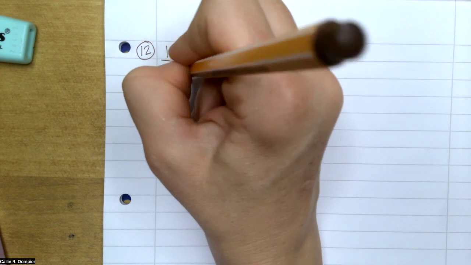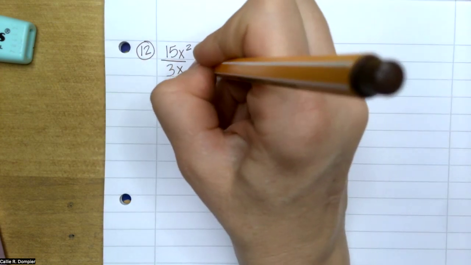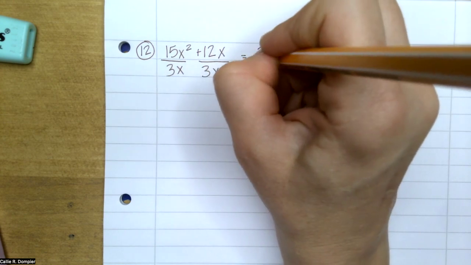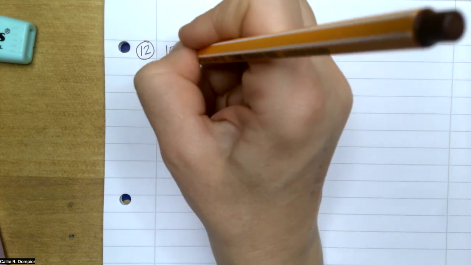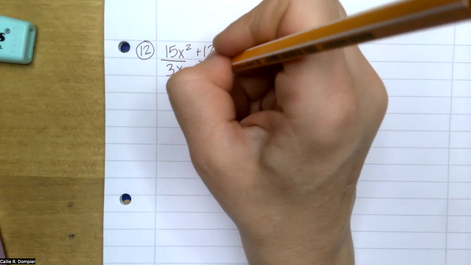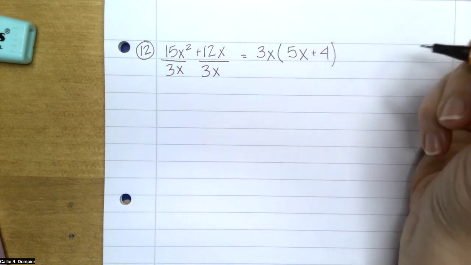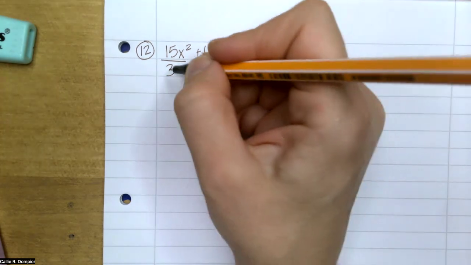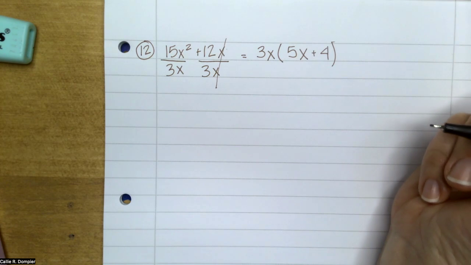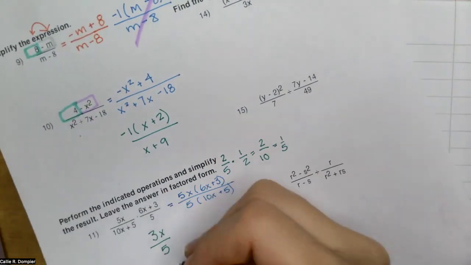I think I can think of one because they both have an x, right? 15 and 12, you can divide them both by 3. So I'm going to divide out a 3x. 15 divided by 3 is 5. X squared divided by x is x. 12 divided by 3 is 4. And there's no x because each had an x, so that x will cancel. So for 15x squared plus 12x, I'm just going to call it 3x times 5x plus 4.